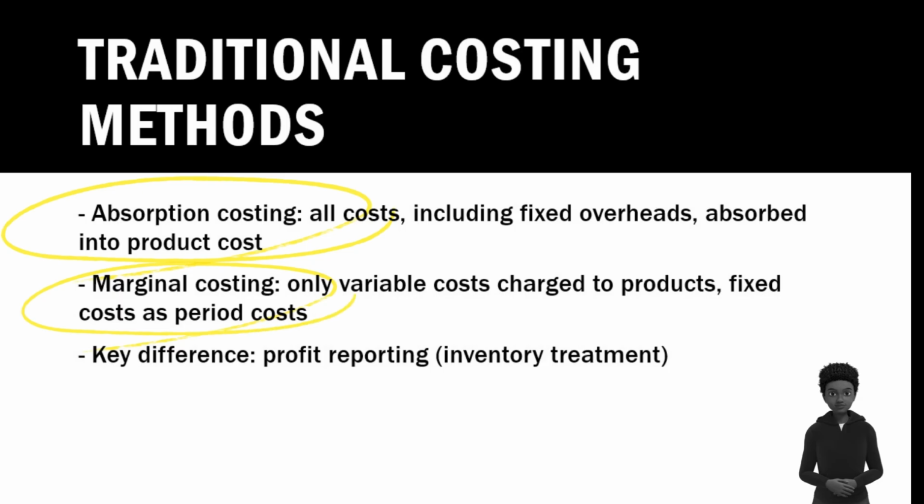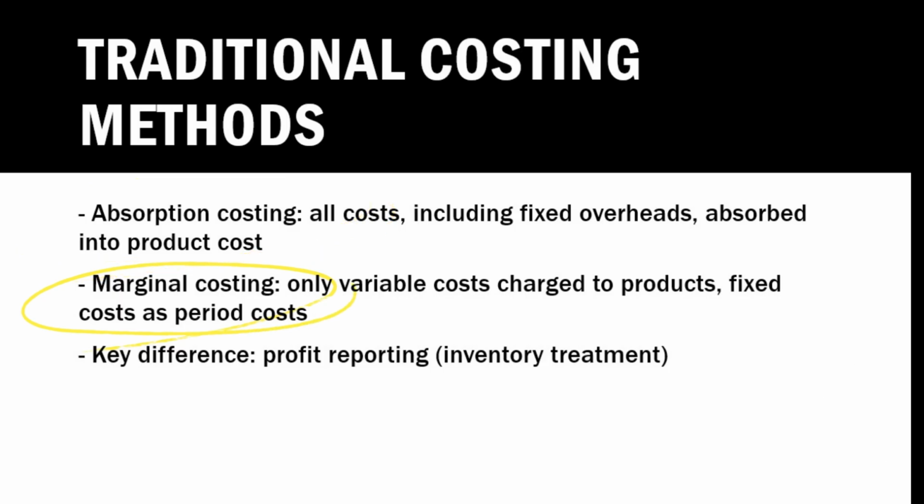Two major costing approaches you need to remember are absorption costing, where all production costs, including fixed overheads, are absorbed into the cost of the product, and marginal costing, where only variable costs are charged to products and fixed costs are treated as period costs. The key difference is in profit reporting. Under absorption costing, inventory carries fixed overheads, while under marginal costing, profit changes directly with sales volume.